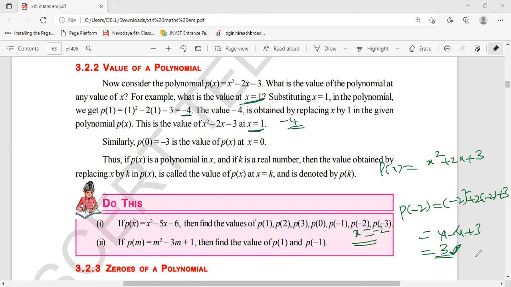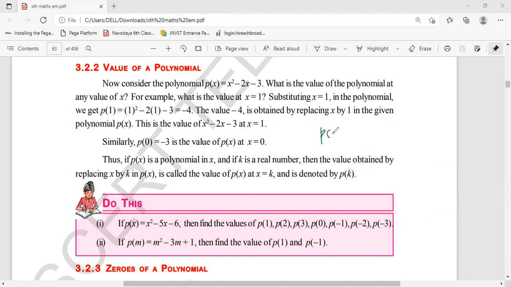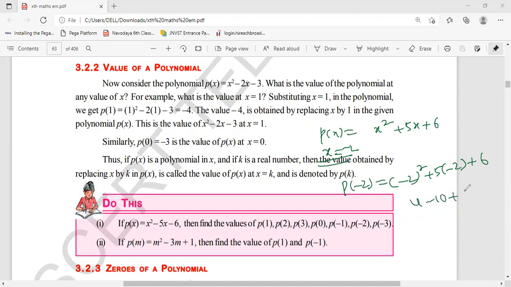Suppose I'm taking a polynomial, p of x is equal to x square plus 5x plus 6, and I'm taking x is equal to minus 2. What will it become? P of minus 2 is equal to minus 2 square plus 5 of minus 2 plus 6. So 4 minus 10 plus 6. So what is the answer? 0. Now, this x is equal to minus 2 is called the 0 of the polynomial.